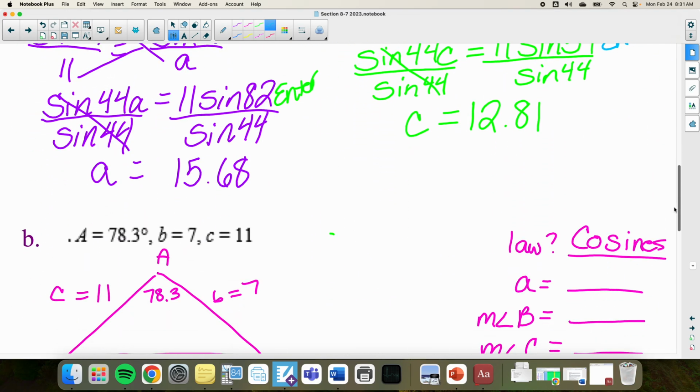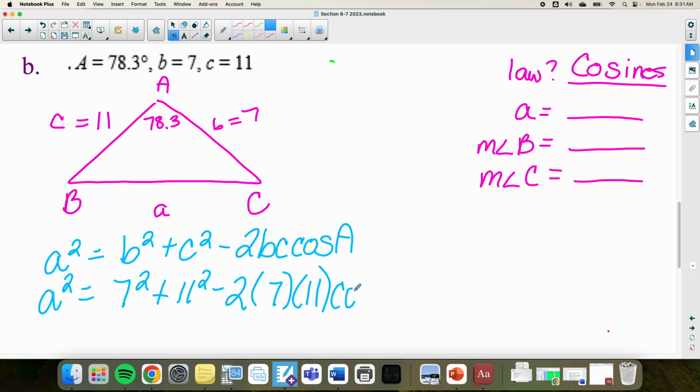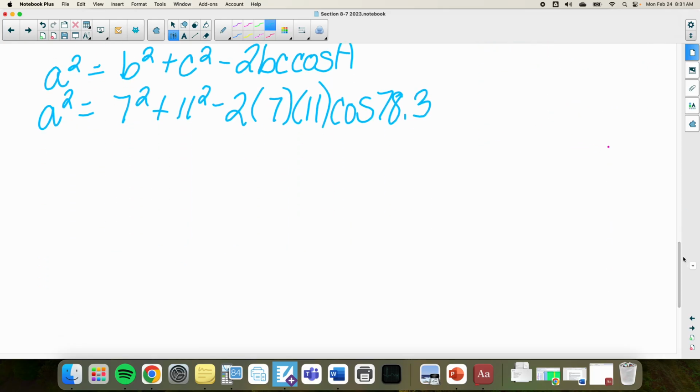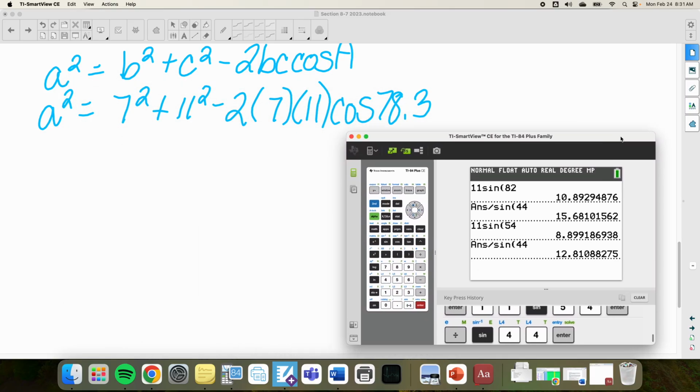So now I'm to the point where I can substitute in what I know. So I'm looking for a squared. b squared is 7 squared. c squared is 11 squared minus 2. b is 7, c is 11. And then it's cosine of 78.3. Okay? What do you have to be careful of in this problem that you could see some students forgetting to do?